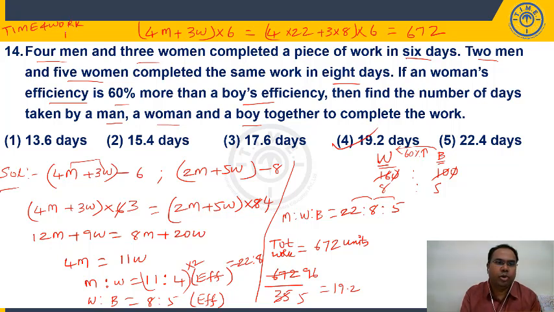This is also moderate, because calculations are involved. We can say this is a moderate level of difficulty. You understand this? Total work we are finding out. Total work you can either substitute in the first equation or the second equation. You are getting 672 units.